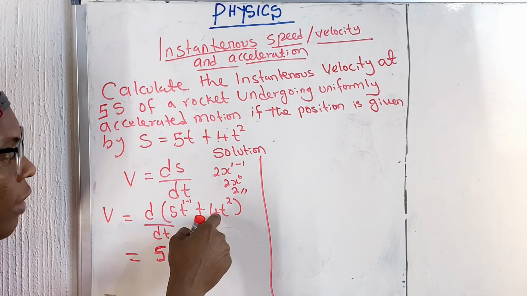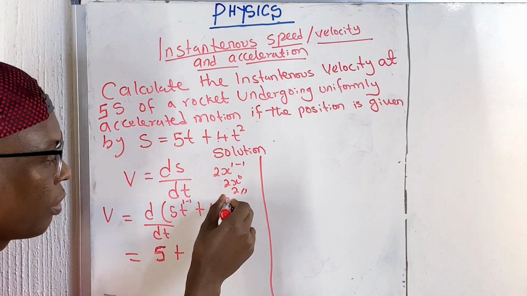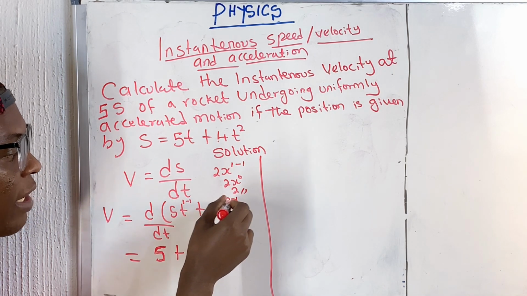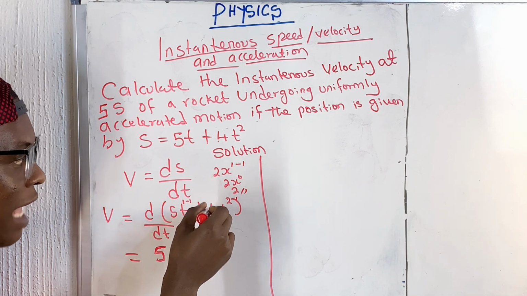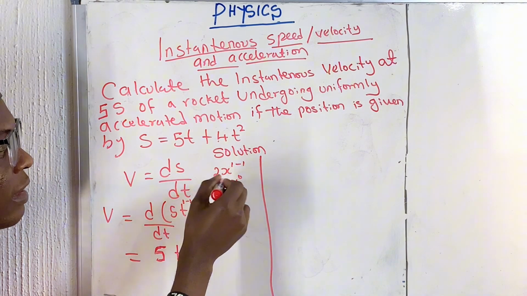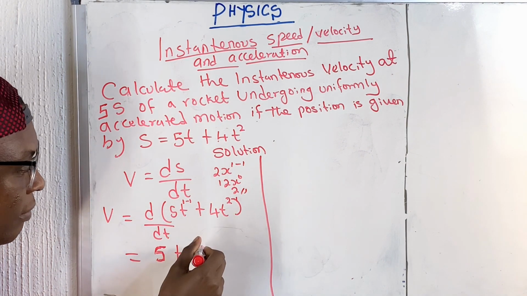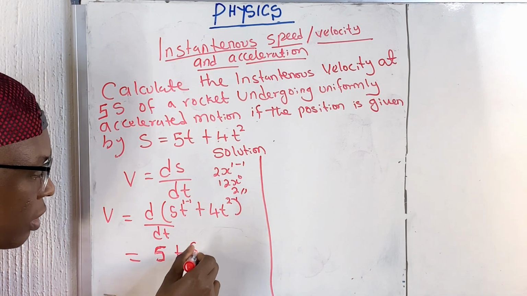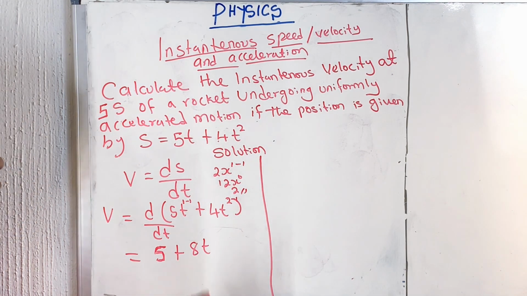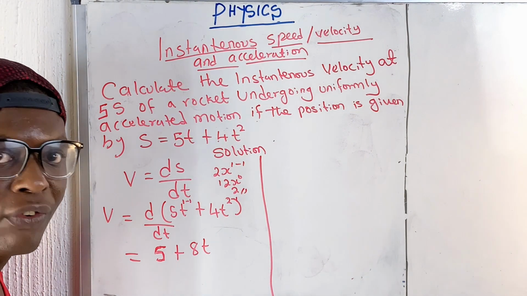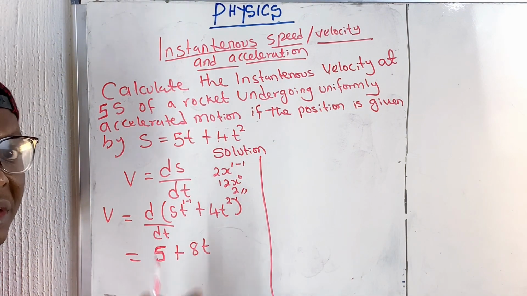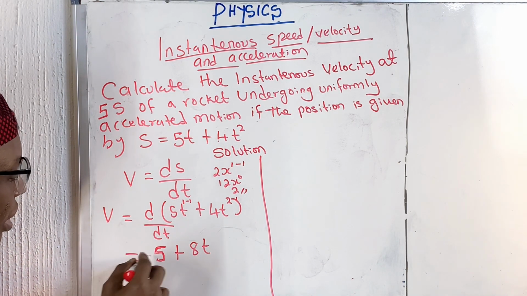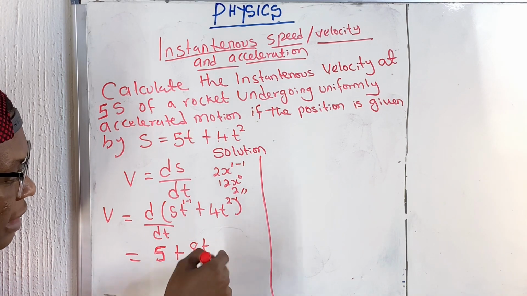Now plus, the same thing happens here. This 2, which is the power of t, you take away 1 from it. When you take away 1 from it, it remains 1. Then you repeat the value that you have there at the back. So when you do this, this becomes 2 times 4. 2 times 4 will be what? 8t. So this becomes the answer. Don't worry, I will explain it further in the next video when I will be teaching differentiation. So we are now left with V = 5 + 8t.